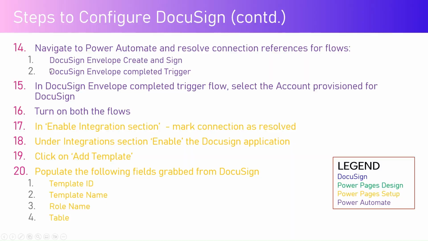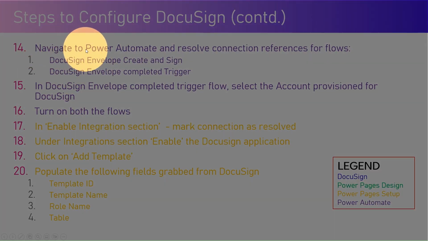Now, navigate to Power Automate, because once you start configuring this, it has a link with Power Automate. Power Automate will create a couple of flows: DocuSign envelope create and sign, and DocuSign envelope completed trigger. These flows need to have their connection references resolved. One is DocuSign and one is the Dataverse connector, which you need to resolve. Once you resolve that, in the DocuSign envelope completed trigger flow, select the account provision for DocuSign. Here you are actually linking the DocuSign login with your Power Automate flow. Then you need to turn on both flows.